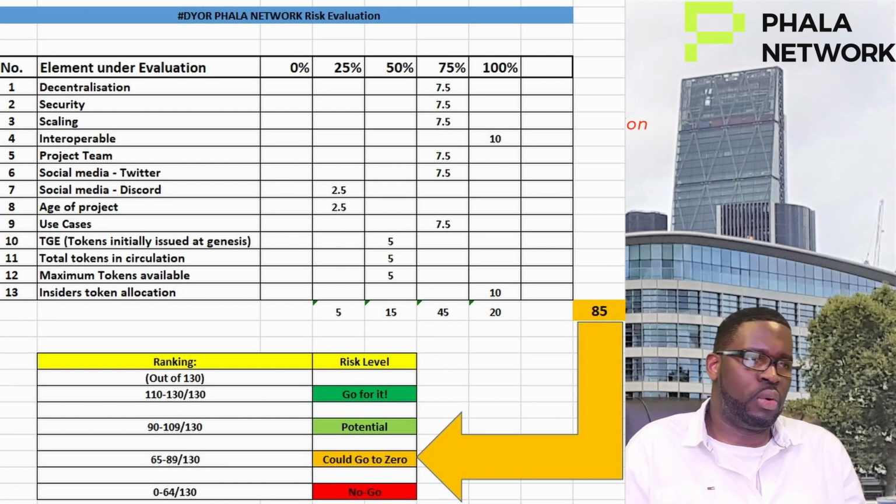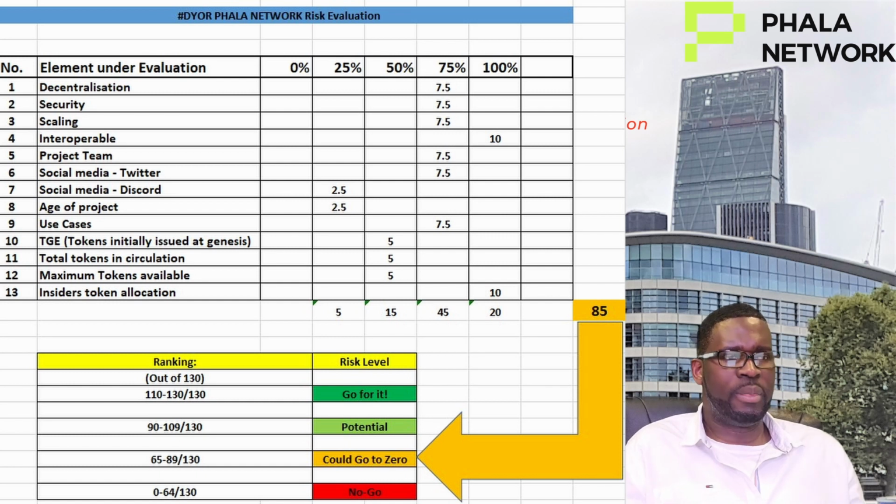So what is the total for Phala? 85 out of 130, could go to 0. What do you guys think? Do you think Phala could go to 0? Do you think we were harsh? Do you think our analysis and evaluation is somehow objective? Comment down below, let us know.